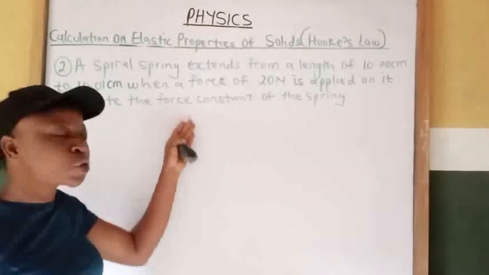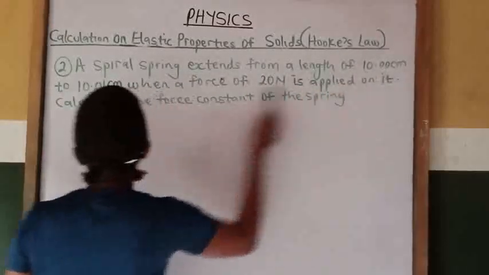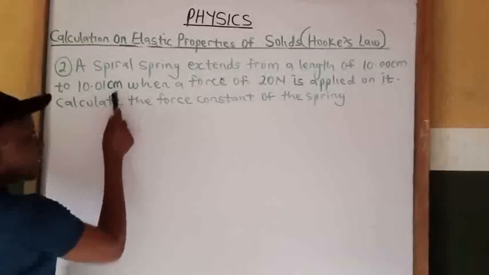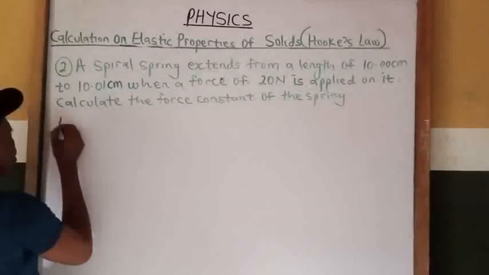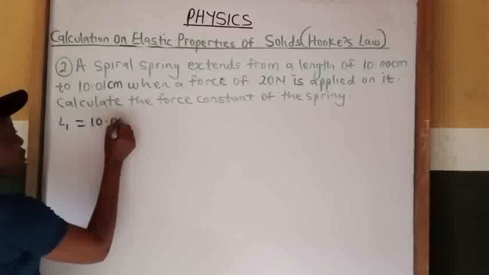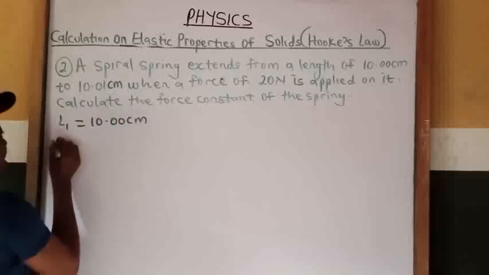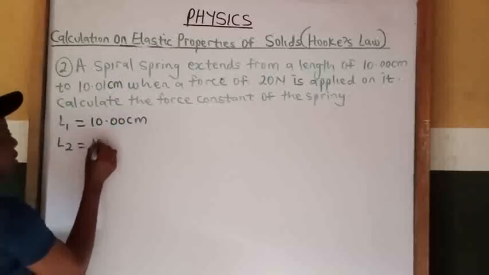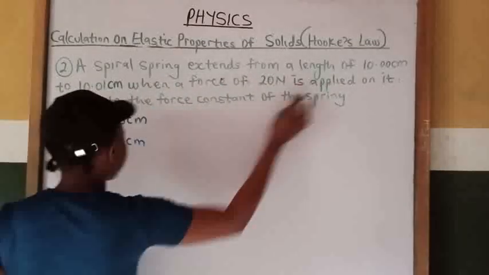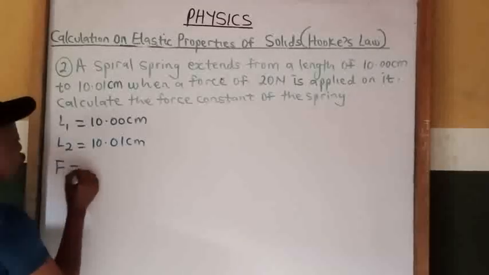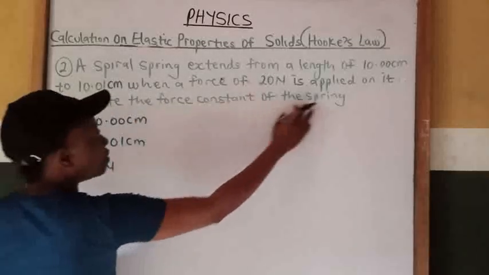Let's have question 2 on Hooke's law. A spiral spring extends from a length of 10.00 centimeter to 10.01 centimeter. The original length of the spring is 10.00 centimeter, so we call it L1. The spring extends to 10.01 centimeter, so we call it L2. When a force of 20 Newton is applied, that is our F equal to 20 Newton. Calculate the force constant of the spring.